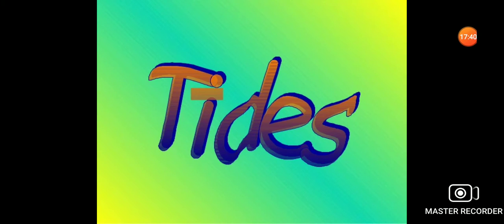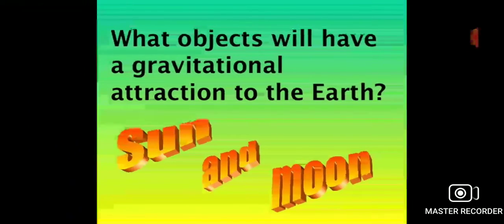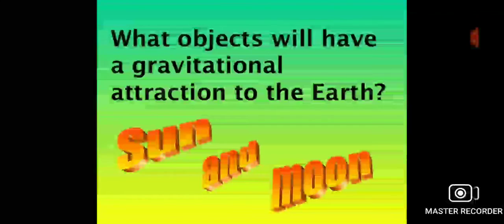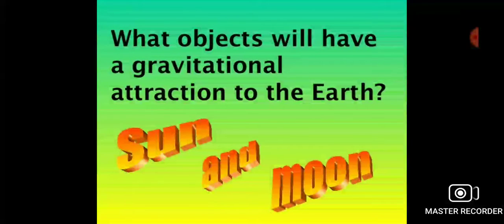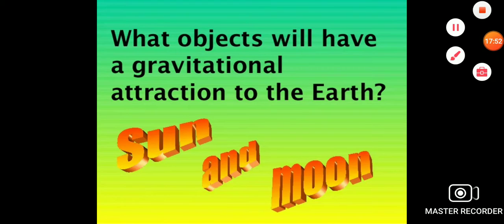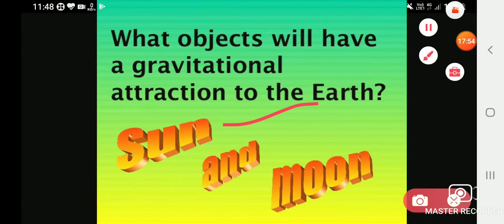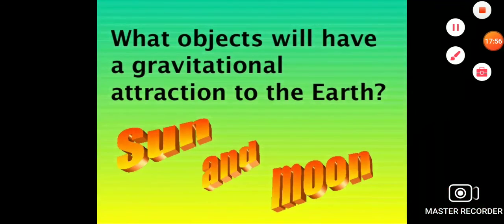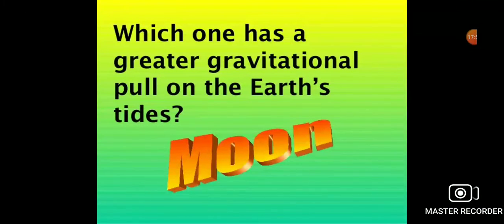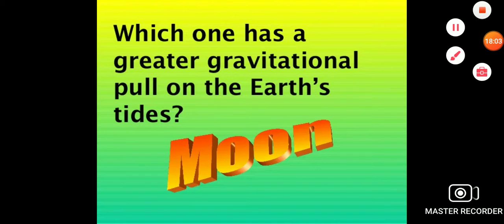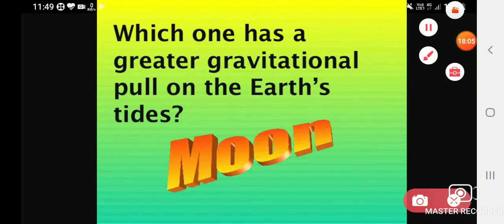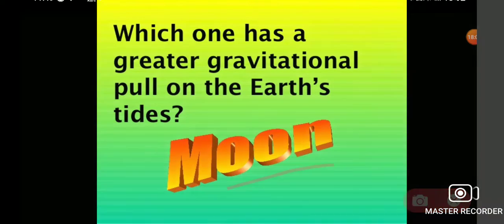Now, our next important topic is tide. Student, now I want to ask one question. What objects will have a gravitational attraction to the earth? That is sun and moon. Okay. So which one has a greater gravitational pull on the earth's tide? That is moon because moon is nearer to the earth in comparison to the sun.